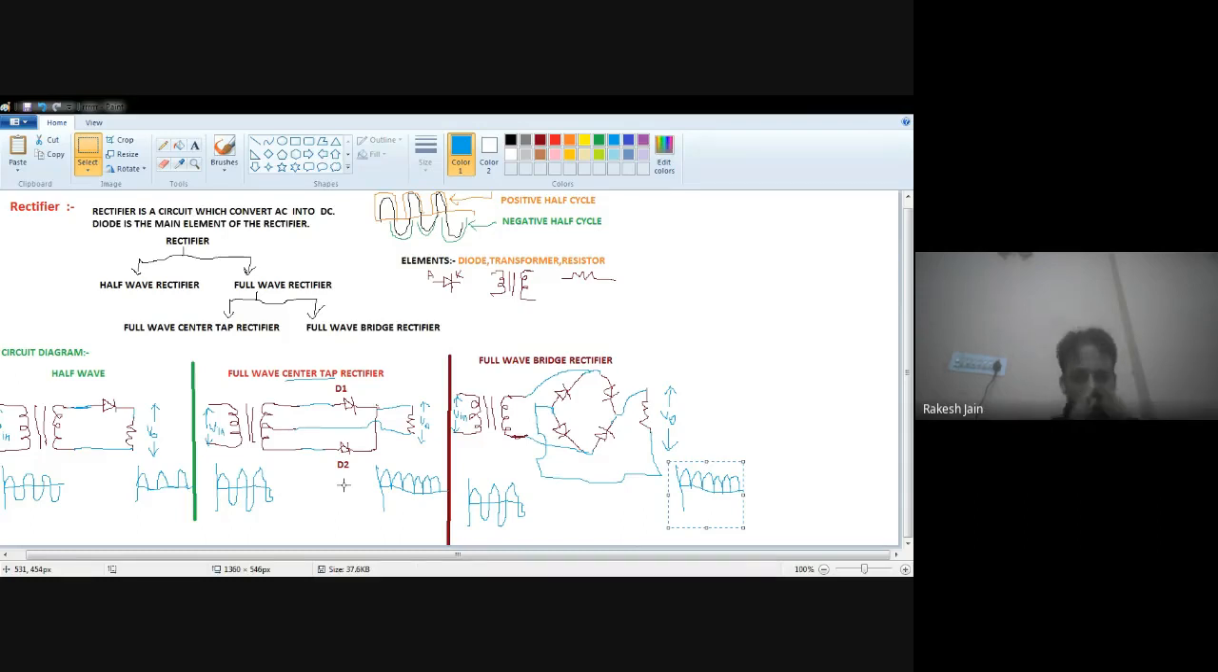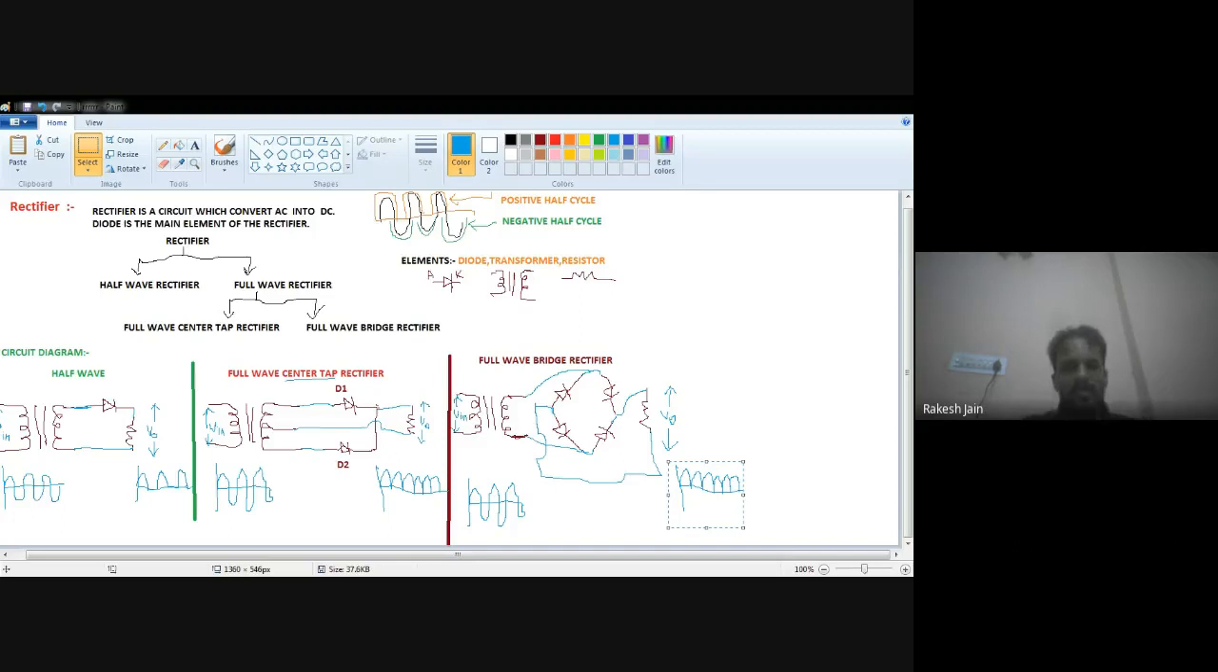First of all, whatever I have taught you till now, what kind of comparison do you understand about those rectifiers? There are so many terms: peak inverse voltage, output DC voltage, RMS current, output RMS voltage, form factor, efficiency. There are so many factors on which we will compare these three rectifiers. Tomorrow we will discuss that and complete the topic of rectifiers.